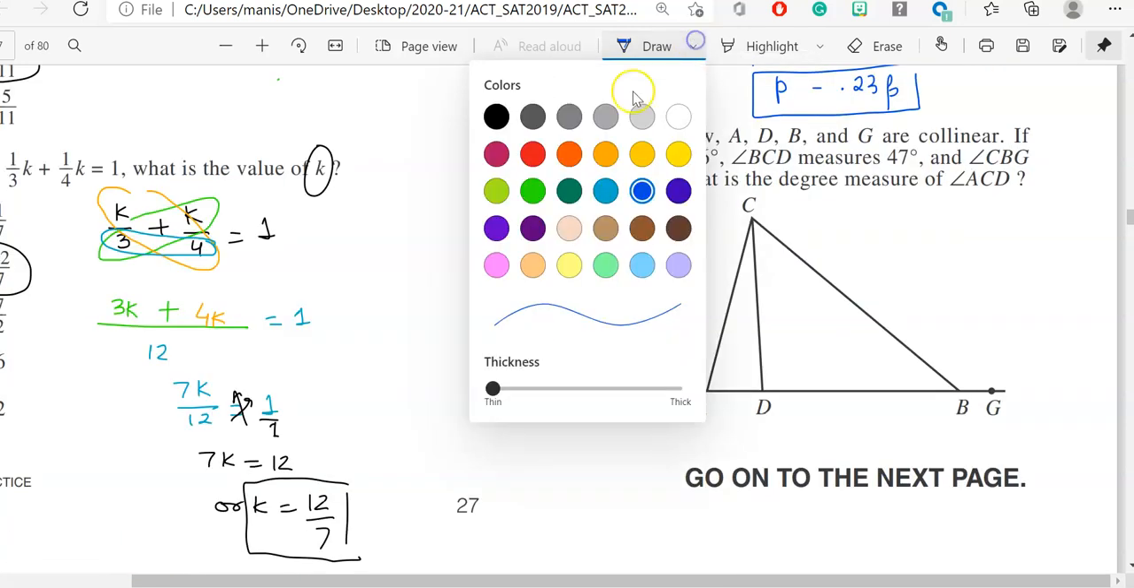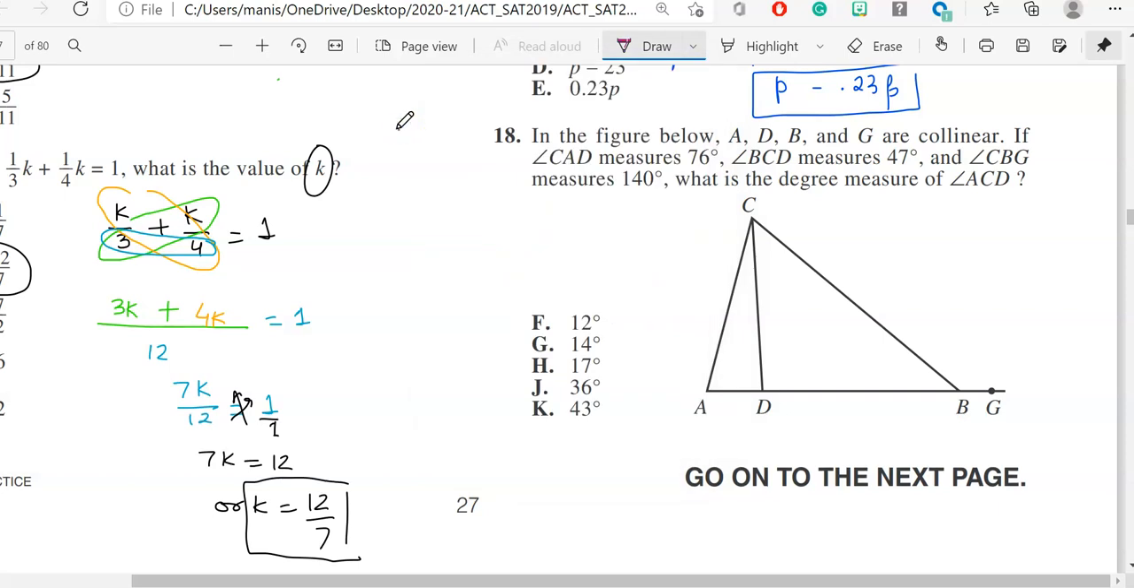Question number 18. In the figure below, A, D, B, G are collinear. Collinear means they are on the same line over here.